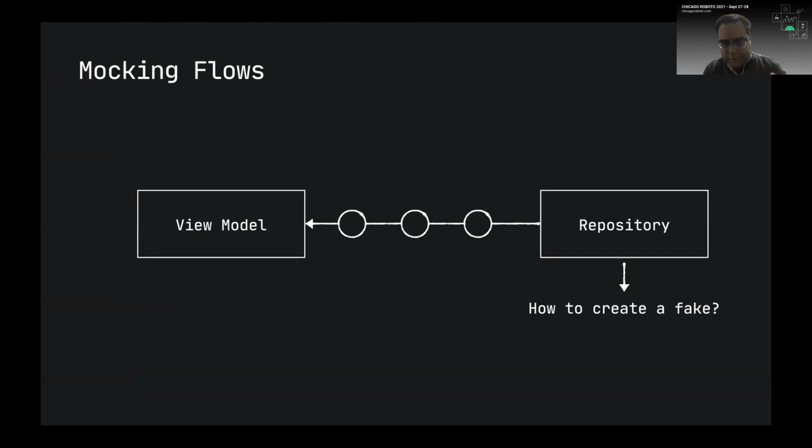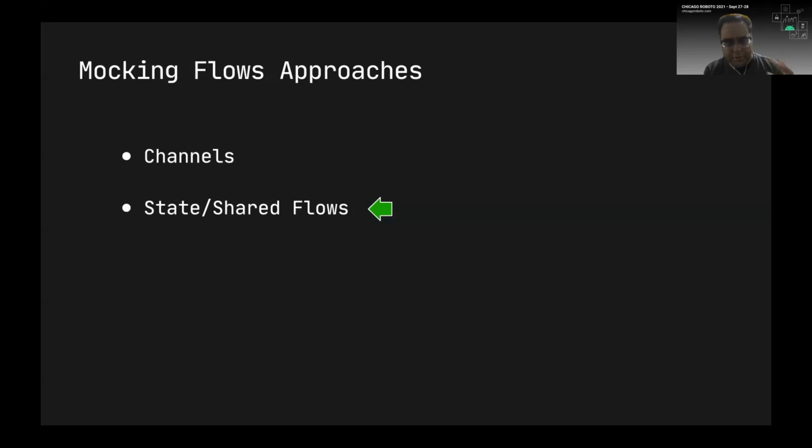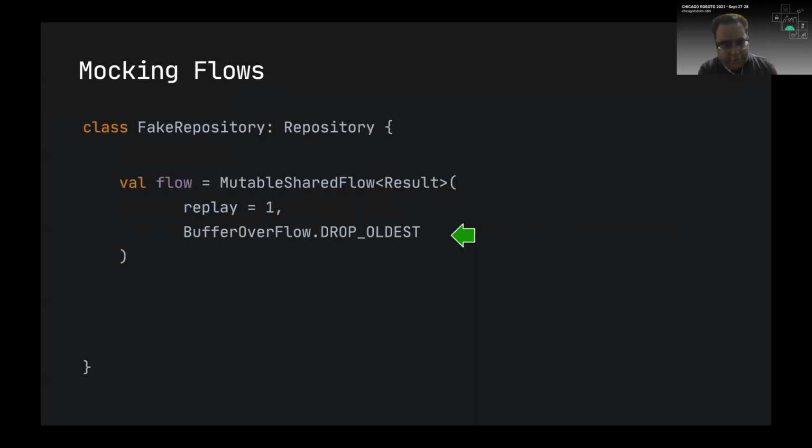As I shared before, one of the things that you could use shared flows for was to create fake repositories in your tests. The other approach, other than using channels, is you could create a fake repository like this, create a shared flow which has a replay count of 1. And buffer overflow means that when it fills up the buffer capacity here, I want you to drop the oldest thing that was emitted. And there are different ones.